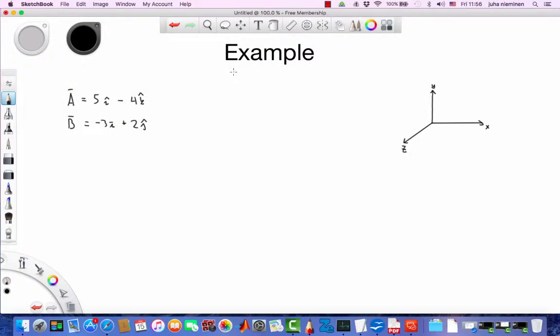In this example video, I will show you how to use the matrix formulation to calculate the cross product of two vectors. So we have these two vectors a and b, like shown here. So let's draw them in the coordinate axes. So a is 5i minus 4k, so it's 5 to the right, and then minus 4 in the z direction, so it goes somewhere there behind. So it's basically in the xz plane with that angle from the x-axis.